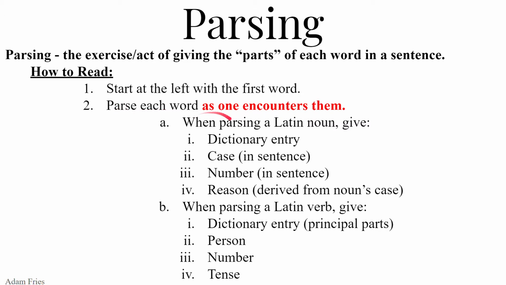So when we are parsing a Latin noun, we are to give the dictionary entry, the case in the sentence, the number in the sentence, and the reason derived from the noun's case. When parsing a Latin verb, we are to give the dictionary entry, the person, the number, and the tense in the sentence. Now for adverbs, they really only have one form, so we're just going to identify what form they are and then translate them.